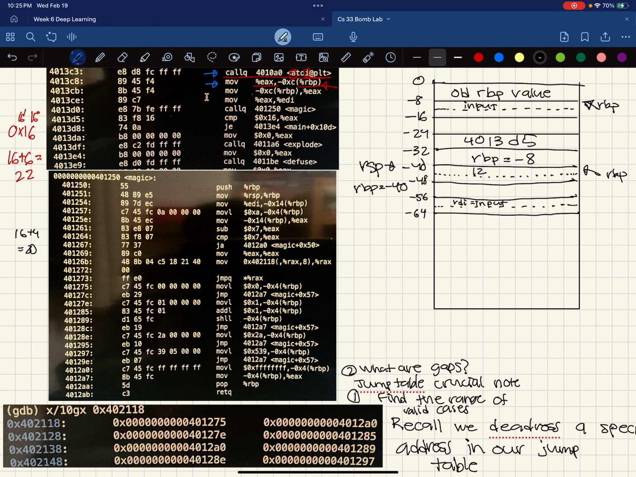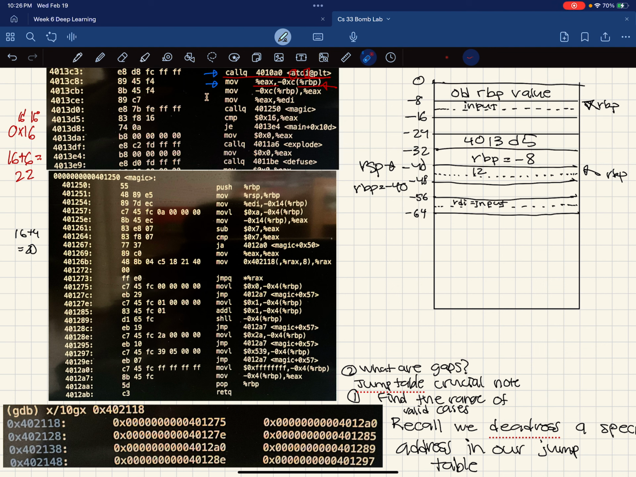Now we subtract 7 from REX. Now when you see these instructions, first of all, jump above, and then even more importantly, something that looks like this, you should automatically think jump table. What is a jump table? Okay, I'll brush up on your fundamentals.